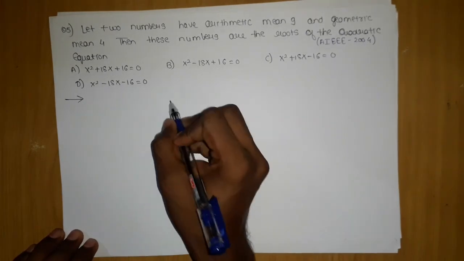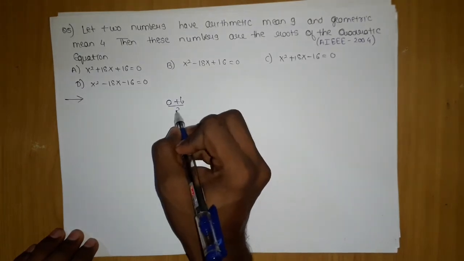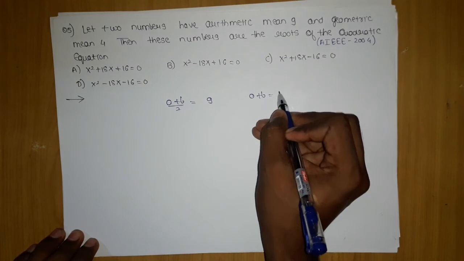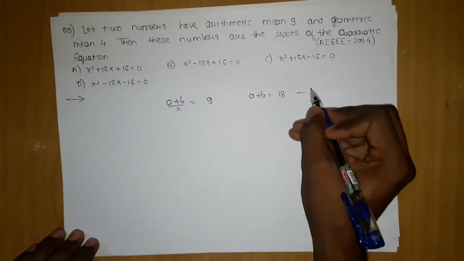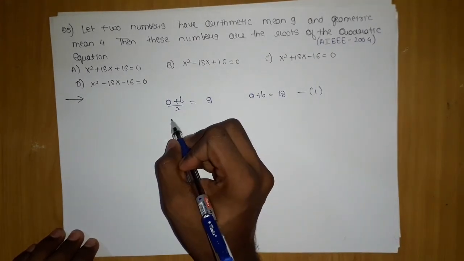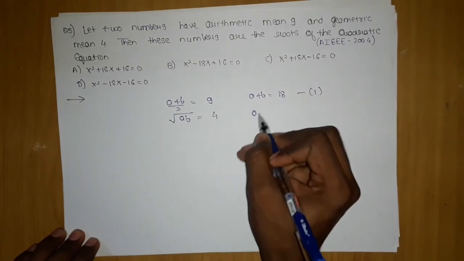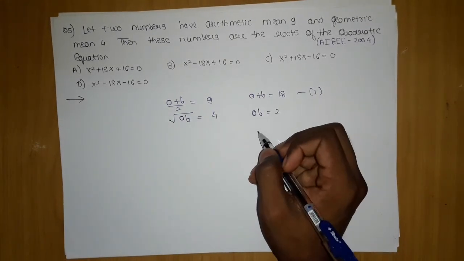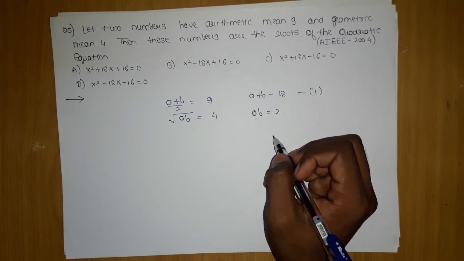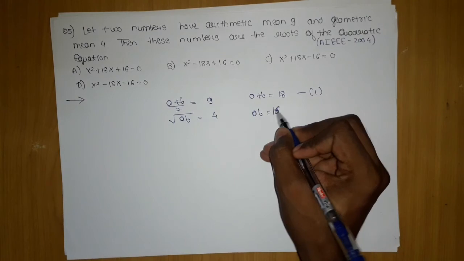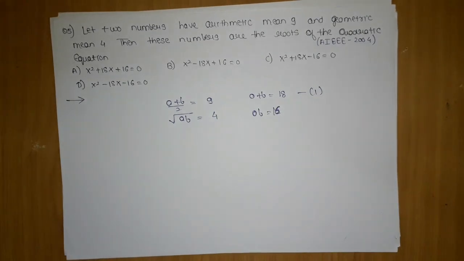Arithmetic mean means (a plus b) by 2 is 9. So I know a plus b is 18, call it 1. And geometric mean is nothing but under root ab is 4. So I know ab is 4 squared, which is 16. So ab is 16.